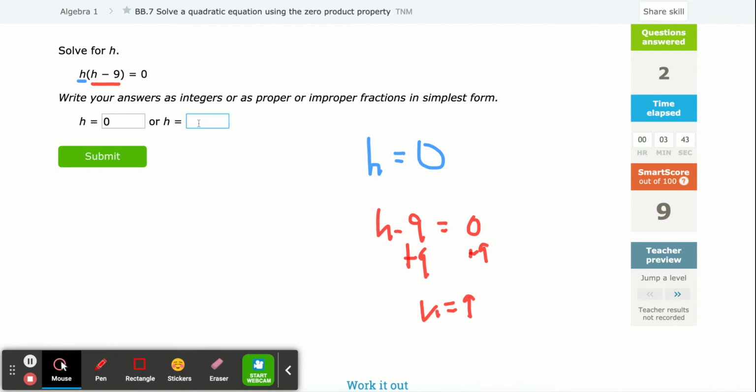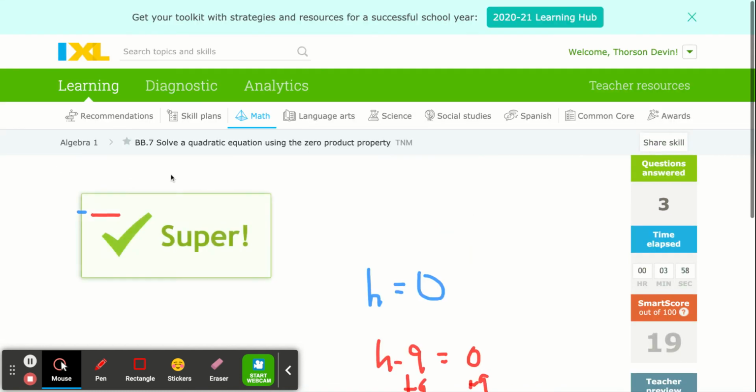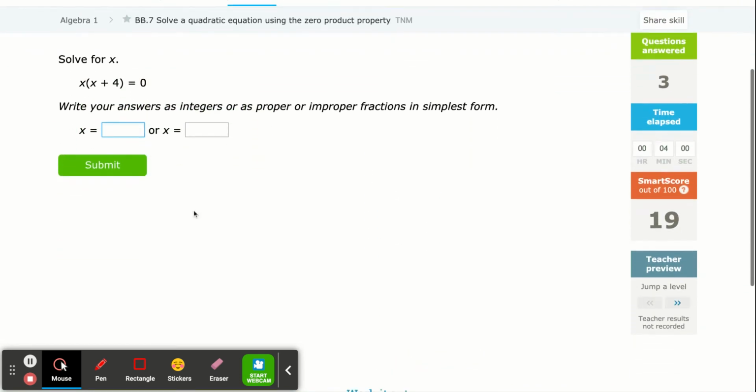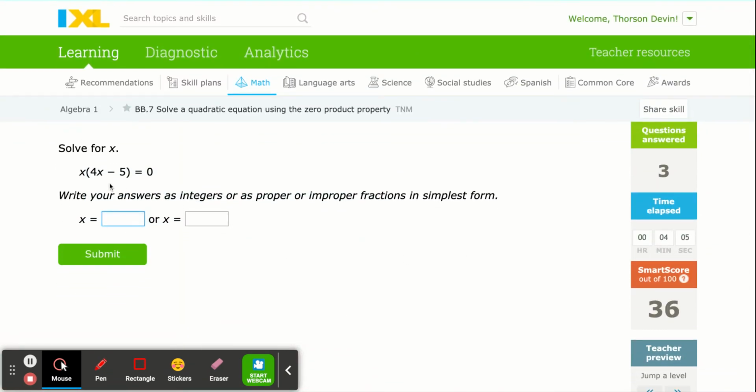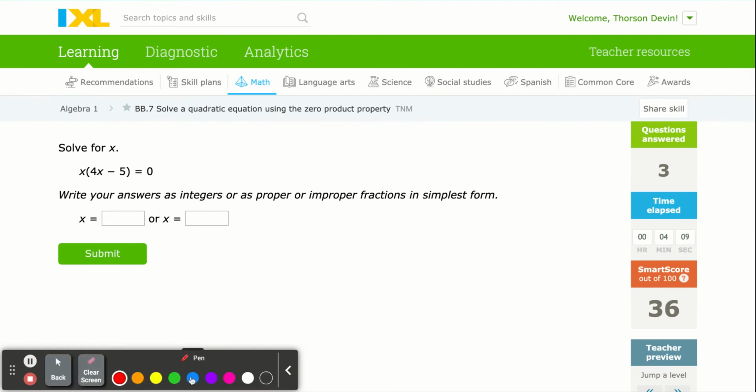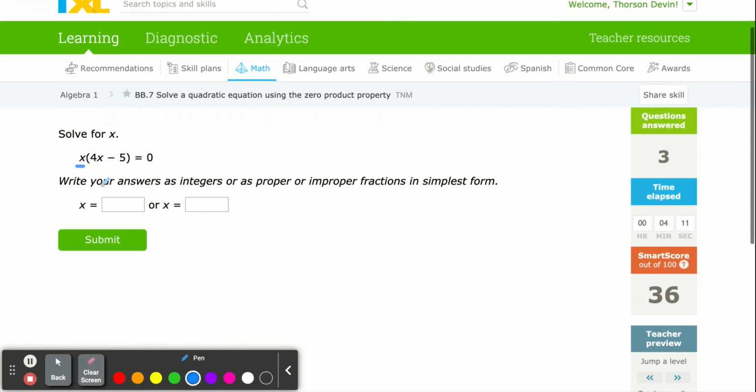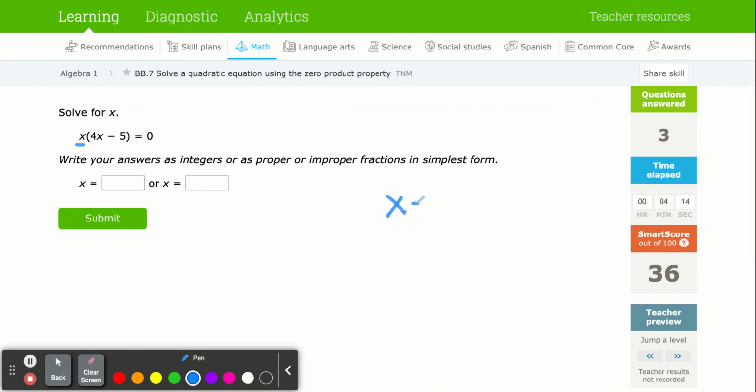So again, once in a while, there won't be two sets of parentheses. Just realize, though, that it's h times this. So take that h, set it equal to 0, and then take the parentheses and set it equal to 0. So if you only see one set of parentheses, take whatever's on the outside and set that equal to 0. Same with this one. And I'm going to jump ahead because you will get some that have a two-step equation. So again, first thing I'm going to do is take what's on the outside of the parentheses and set it equal to 0.